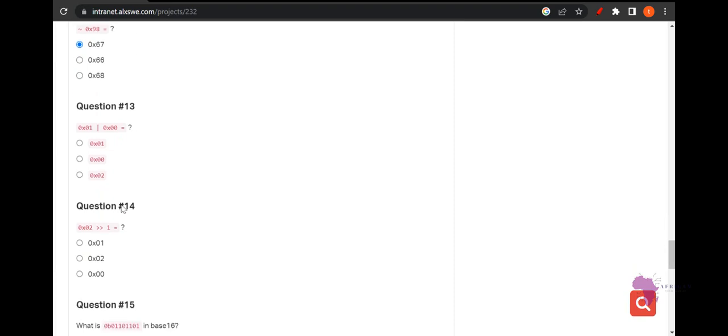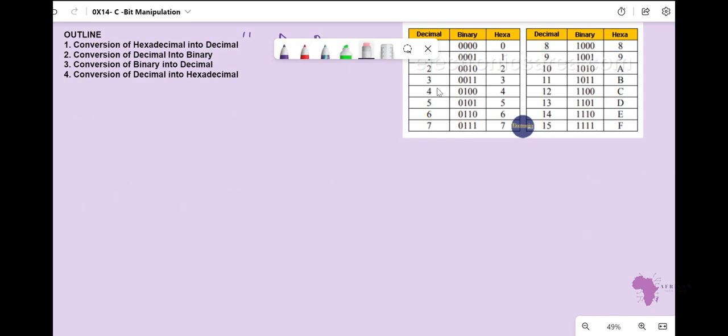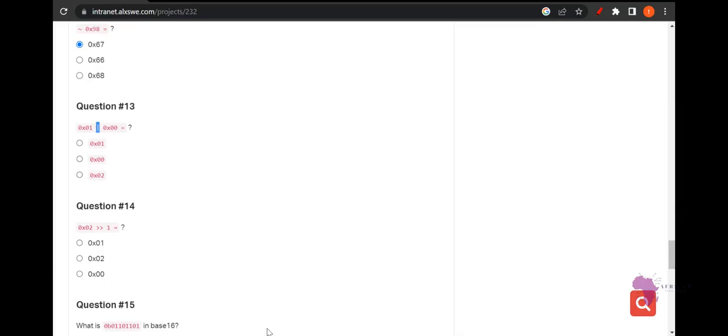Let's get to number 13. Number 13, we have been given 0x01, 0x00. So we have been told to calculate OR. Remember OR. So first of all, let's get into there. We are having 0x01, then OR 0x00. I believe I wrote it correctly. Let me check. Yes, it's correct.